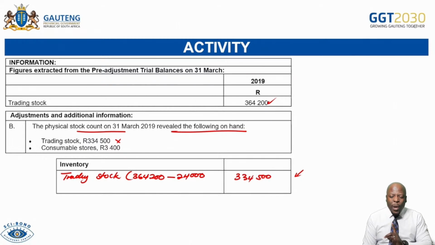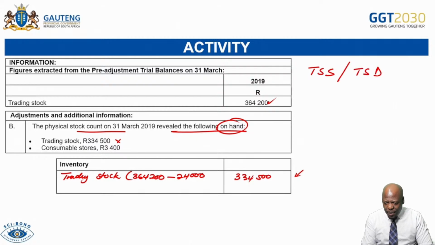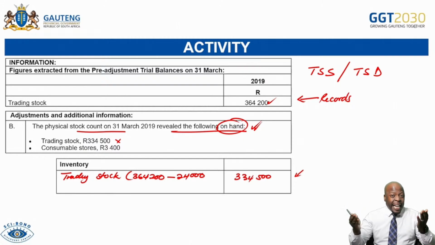334,500. Once we are told about trading stock on hand, the examiner wants to see if we can calculate trading stock surplus or trading stock deficit. What happens is we have stock according to business records, but we also have stock on hand, physically counted. So when the two do not agree, it means we either have a trading stock surplus or a trading stock deficit. So in this case, we know that we had stock of 364,200 and we subtracted 24,000.